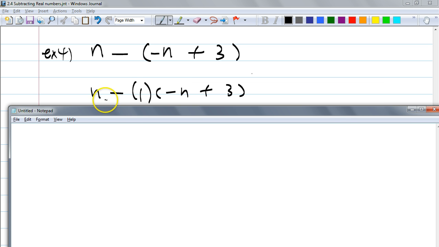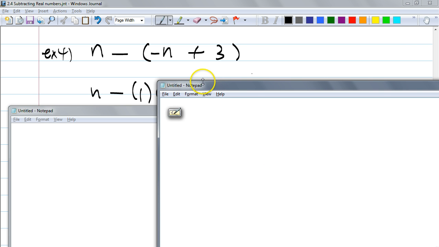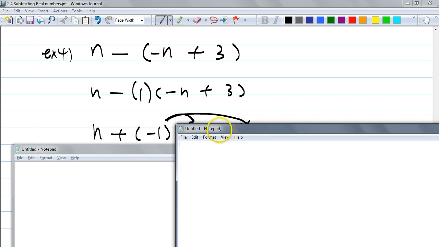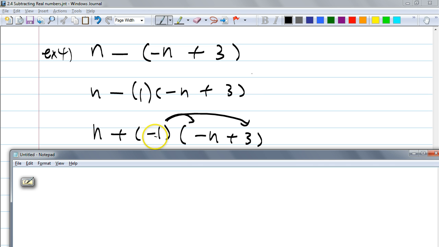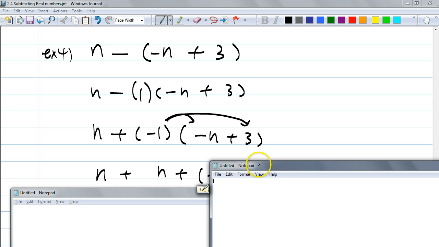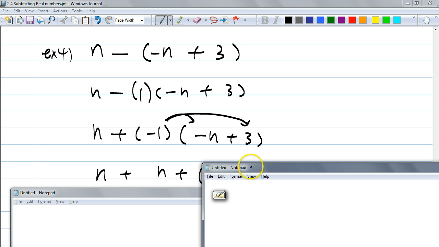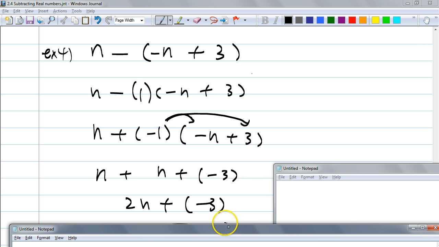Then, it's really the same. You could just think of this as really n minus 1. How do you rewrite n minus 1 as an addition? It is the same as n plus negative 1. And of course, you happen to have that parentheses next to it. Because you have parentheses and it's negative 1 times this whole thing, you have to distribute this negative 1, right? So you get n plus, what is negative 1 times 3? Negative 3, right? And of course, what's n plus n? Aren't they like terms? So you can add them together. You get 2n plus negative 3.